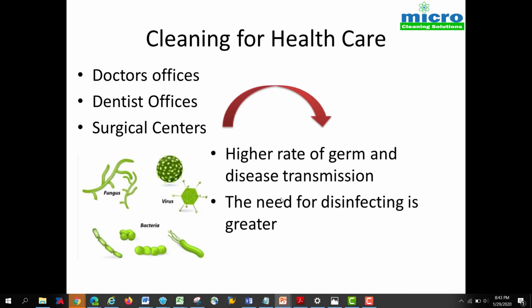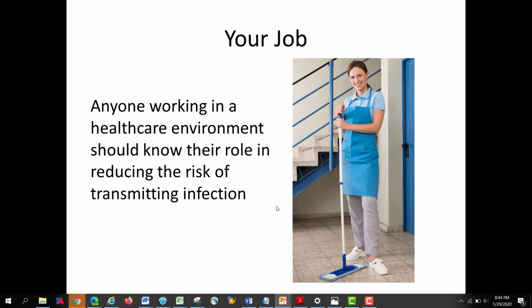They have a higher rate of germ and disease transmission, and the need for disinfecting in healthcare accounts is greater. Anyone working in a healthcare environment should know their role in reducing the risk of transmitting infection.